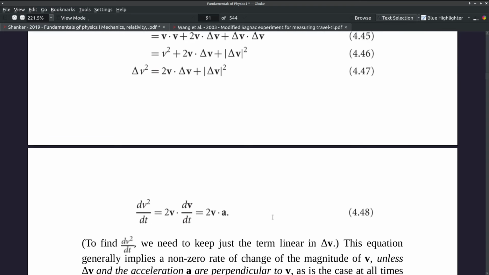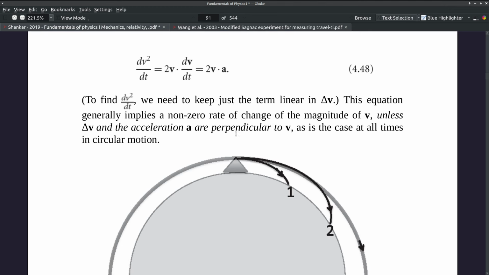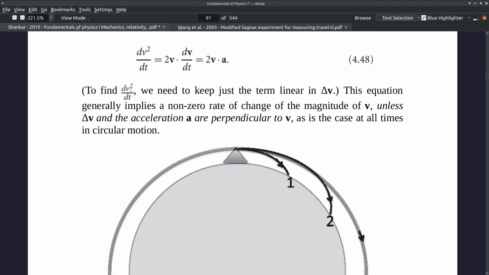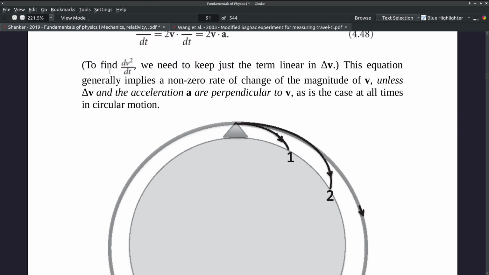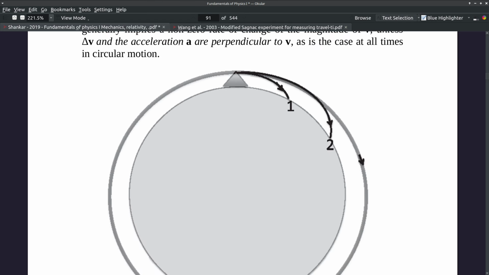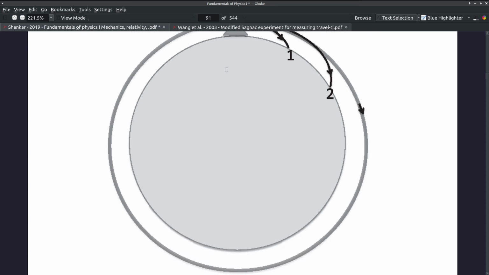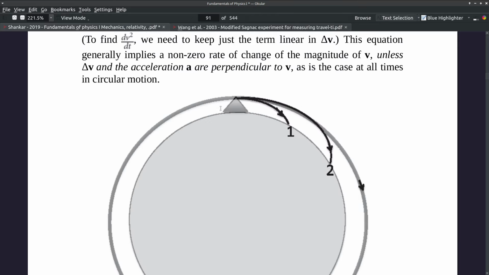And then finally, we end on 4.48. To find d v squared over dt, we keep the term linear in delta v. This equation generally implies a non-zero rate of change of the magnitude of v unless delta v and the acceleration a are perpendicular to v, as in the case of circular motion. So here we have the old diagram for circular motion.